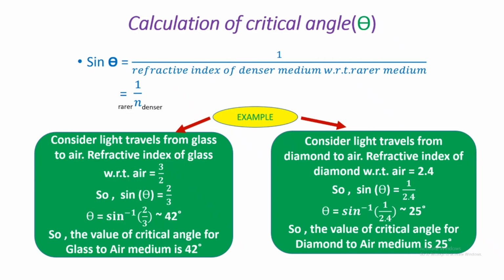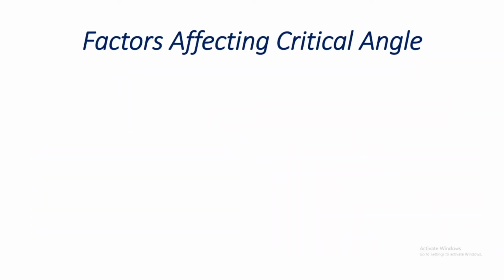Consider light travels from diamond to air. The refractive index of diamond with respect to air is 2.4. So sin theta equals 1 by 2.4 and theta will be 25 degrees. So the value of the critical angle for diamond to air is 25 degrees. Here we see that the refractive index is high when the critical angle is low.